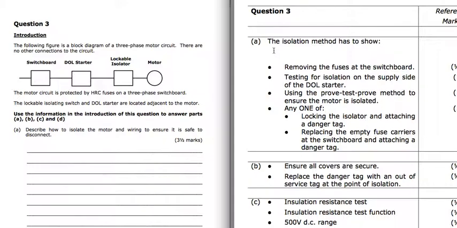So what we're going to do first, we're going to remove the fuses at the switchboard, and then we're going to test for isolation on the supply side of the DOL. And we're going to use the prove test prove method to ensure that the motor is isolated. By locking off this isolator and replacing the empty fuse carriers at the switchboard and attaching a danger tag here.